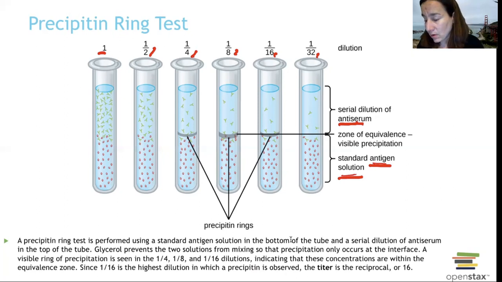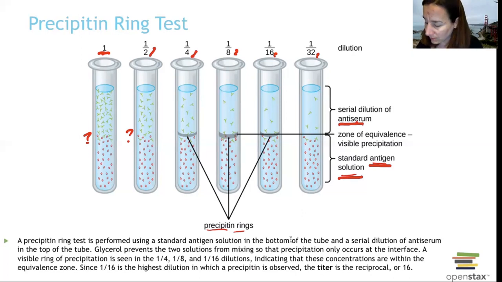So in our tubes, we have it at 1. I'm not seeing anything here. There's nothing here. At 1/2, there's nothing going on. But at 1/4, we start to see precipitin rings. That glycerol that's separating these things out, again, remember, that's where we're going to look between the two different levels. And are we seeing precipitin antibody-antigen complexes happening? And we do. They are going to form these precipitin rings.